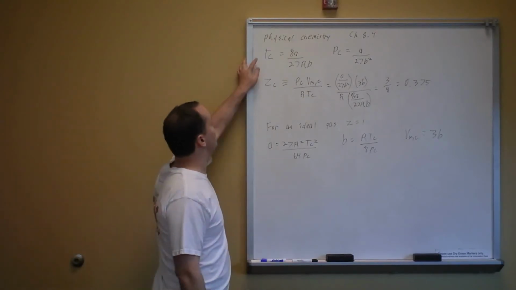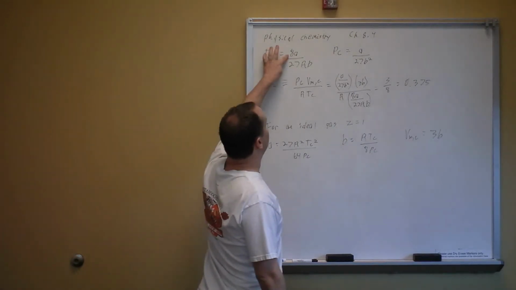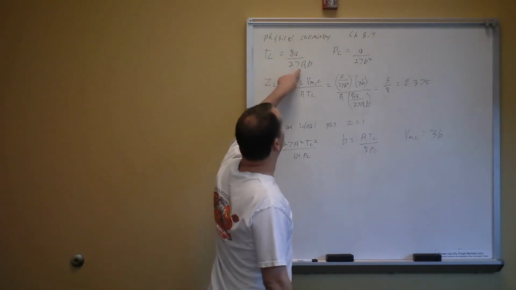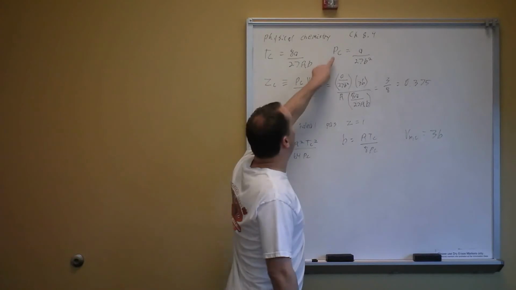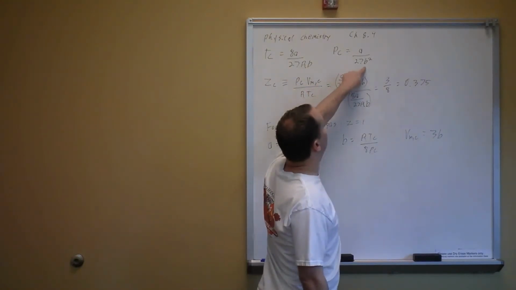So what we found from the previous slide, we could say that the temperature at the critical point is just going to be equal to 8 times A over 27 times R times B. And the pressure at the critical point is just going to be equal to A divided by 27 times B squared.